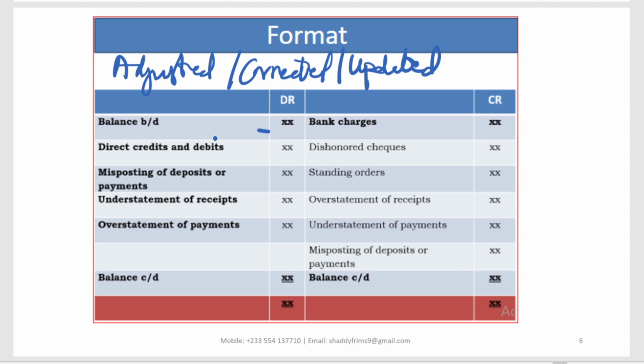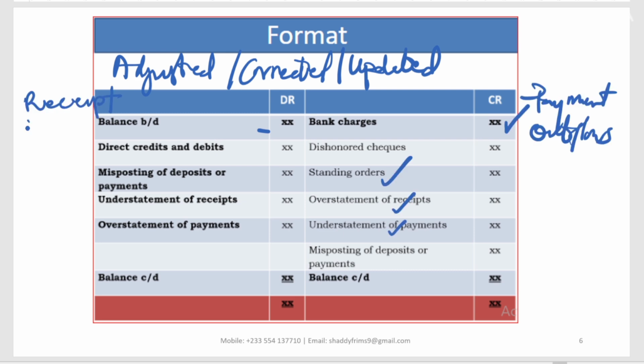Then we have the standing order, we have overstatement of receipt, then we have understatement of payment, then misposting of payment. Mind you, the credit side has to do with payment or outflows, whilst we have this as receipt or inflows. So anytime money comes into our account, we record it on the debit side, and anytime money leaves our account, we record it on the credit side.